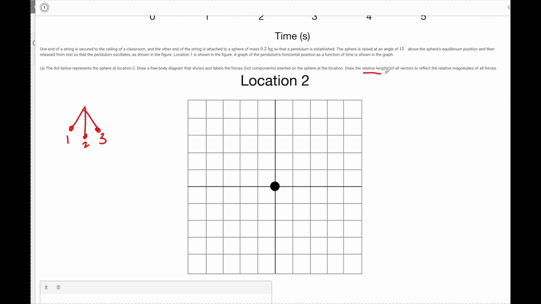Now this relative length is very, very important. What that means is a lot of times we'll use vectors and we'll use the length of those vectors to show their magnitude or relative magnitude. So if I showed these two vectors, I would say that this is 2 times the magnitude of this. That's what they mean when they say relative lengths of the magnitudes of all the forces.